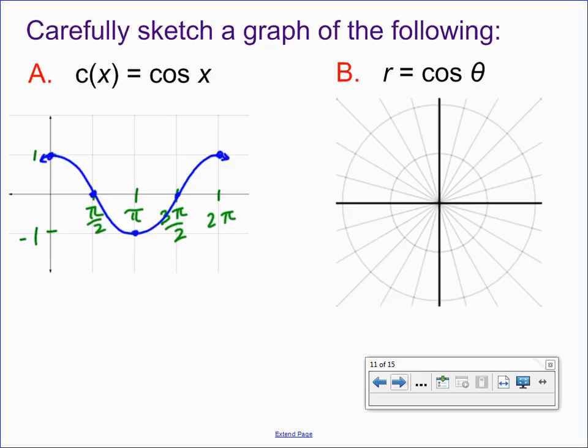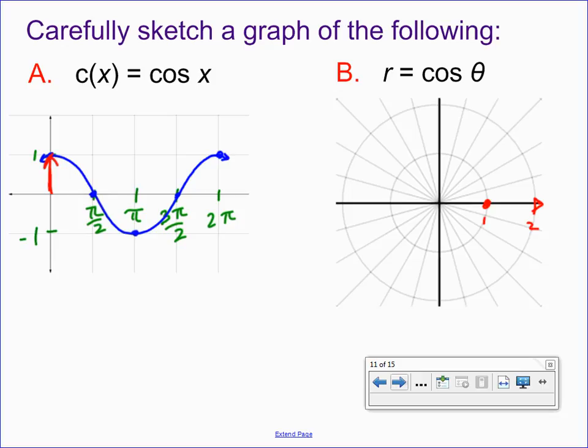Let's now use our function values of c of x and use those to generate our r values in the polar coordinate plane. Again, I'll go ahead and use some colored markers here to designate those points. Let's start at a direction of 0 for theta. Cosine has a magnitude of positive 1. Can I plot positive 1 in the 0 direction? Well, 0 radians is in this direction. Can I plot positive 1 in the 0 radian direction? Yeah, where would that be? Right here.